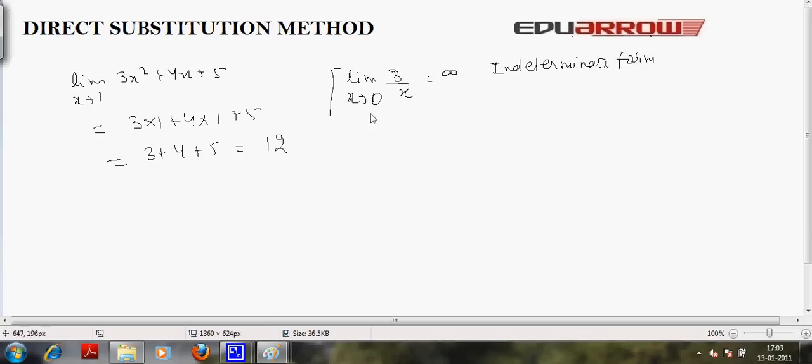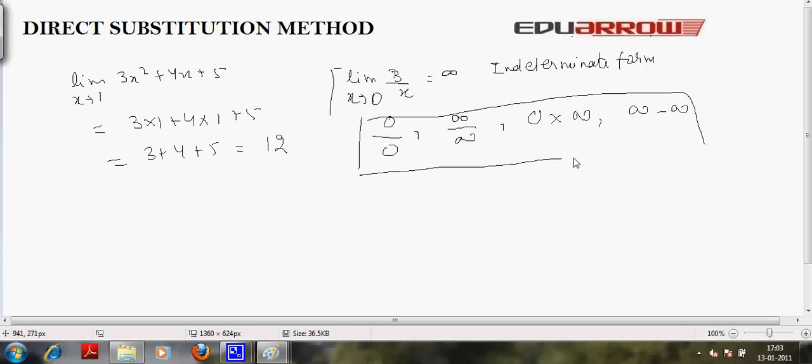Indeterminate form means forms like 0 by 0, infinity by infinity, 0 into infinity, infinity minus infinity, and so on. These are all called indeterminate forms, and the direct substitution method is not applied to solve an indeterminate form. To solve an indeterminate form, we apply some other methods which we will discuss later on. So now, firstly, let's come back to the direct substitution method.